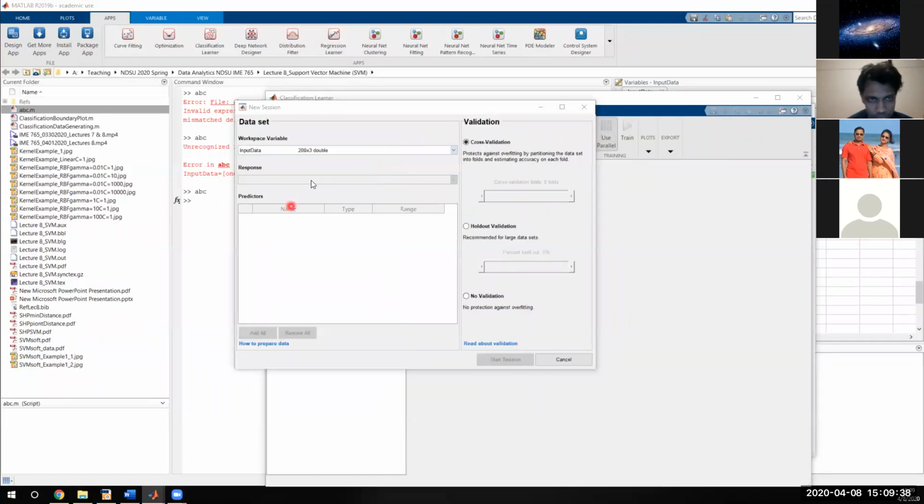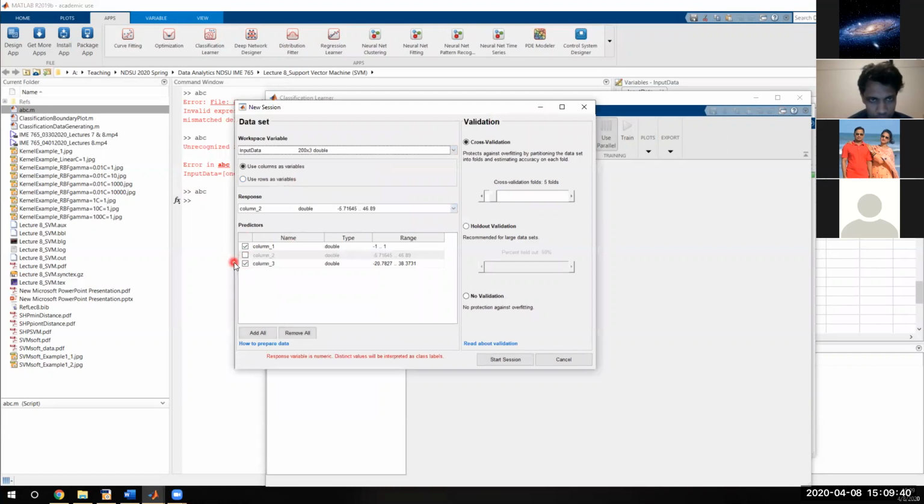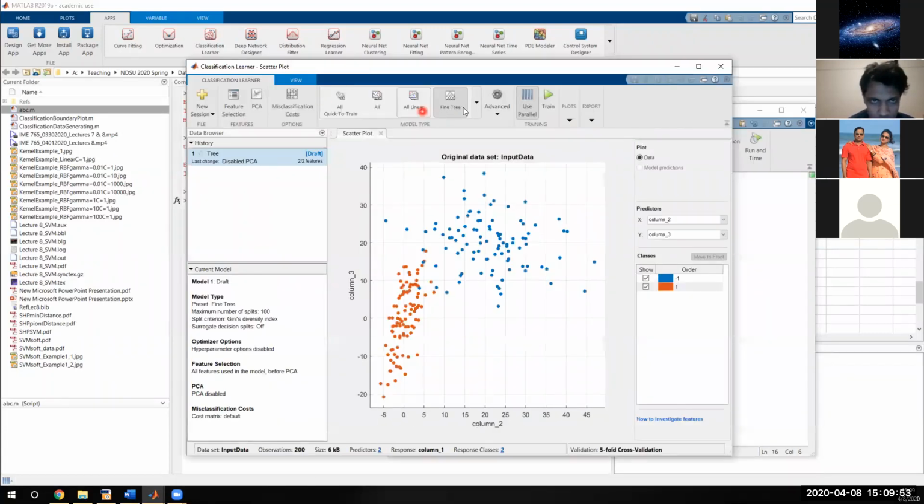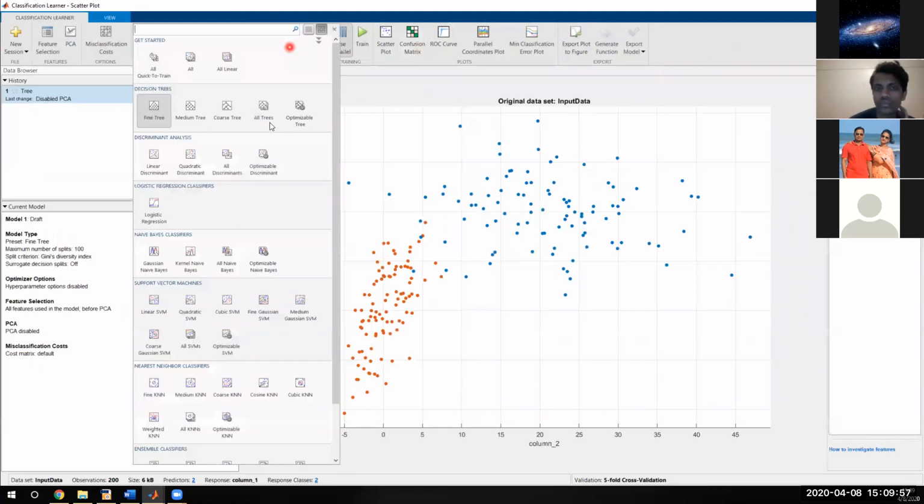Okay, now I'm gonna open a new session, and it's here. Input is gonna be input data, and my response is gonna be, let me see, column 1 is going to be the response. Okay, so that means column 1 is going to be y. Okay, so now see how simple it is. Let me make it very big here. You just click, and guys, you may feel excited because most of the things here you've already learned.